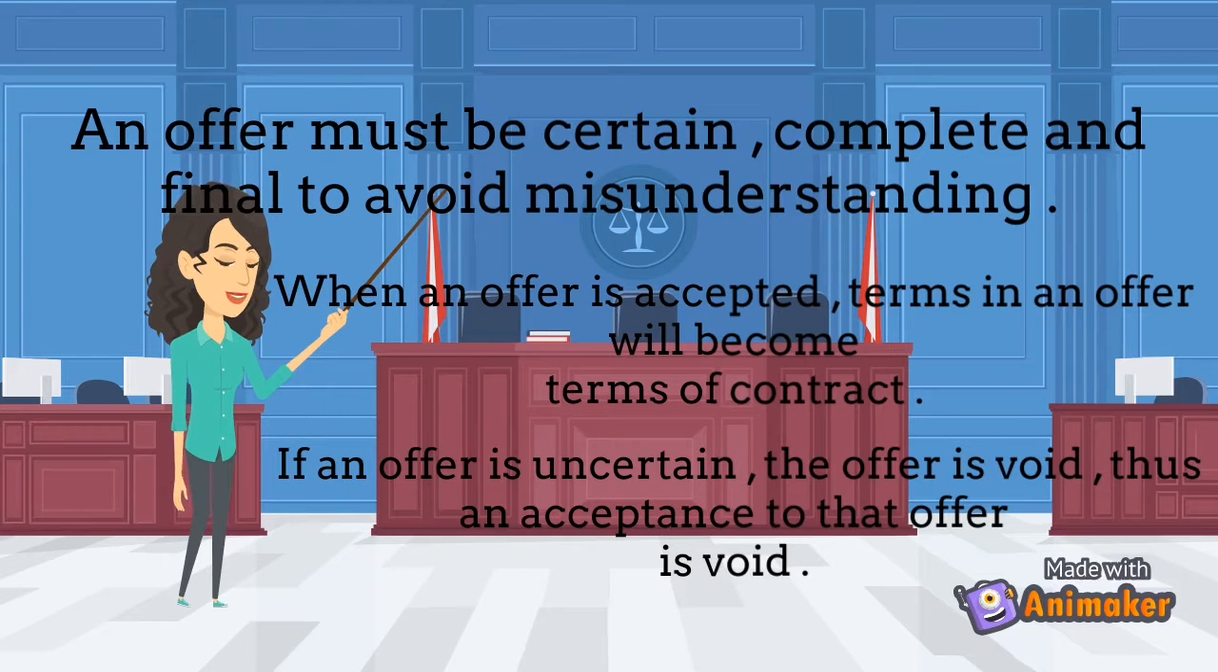In this case, the offer can be accepted if it is certain, complete, and final to avoid misunderstanding. And then, when an offer is accepted, the terms in an offer will become terms of the contract. If an offer is uncertain, it is void, and any acceptance of that offer is also void.